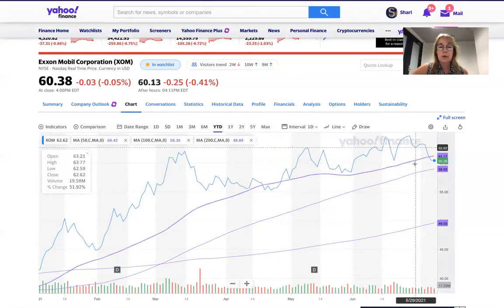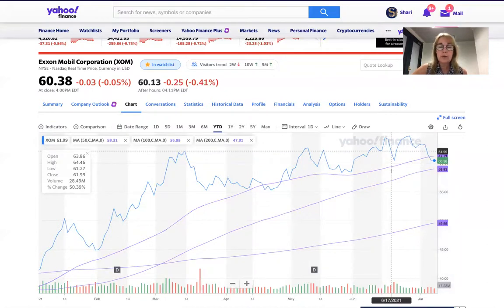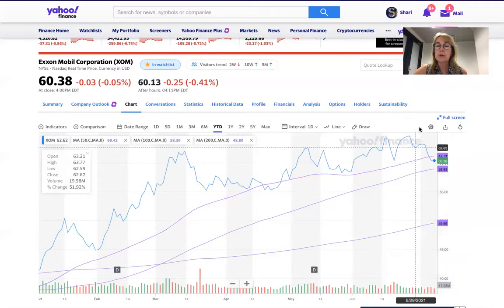So you might look at the moving averages and, for example, if ExxonMobil were way up here, then you might say, well, based on the moving averages, it could be overvalued. It could be due for a downturn. So anyway, take these with a grain of salt, but it is interesting to look at these. So that's what the moving averages are.